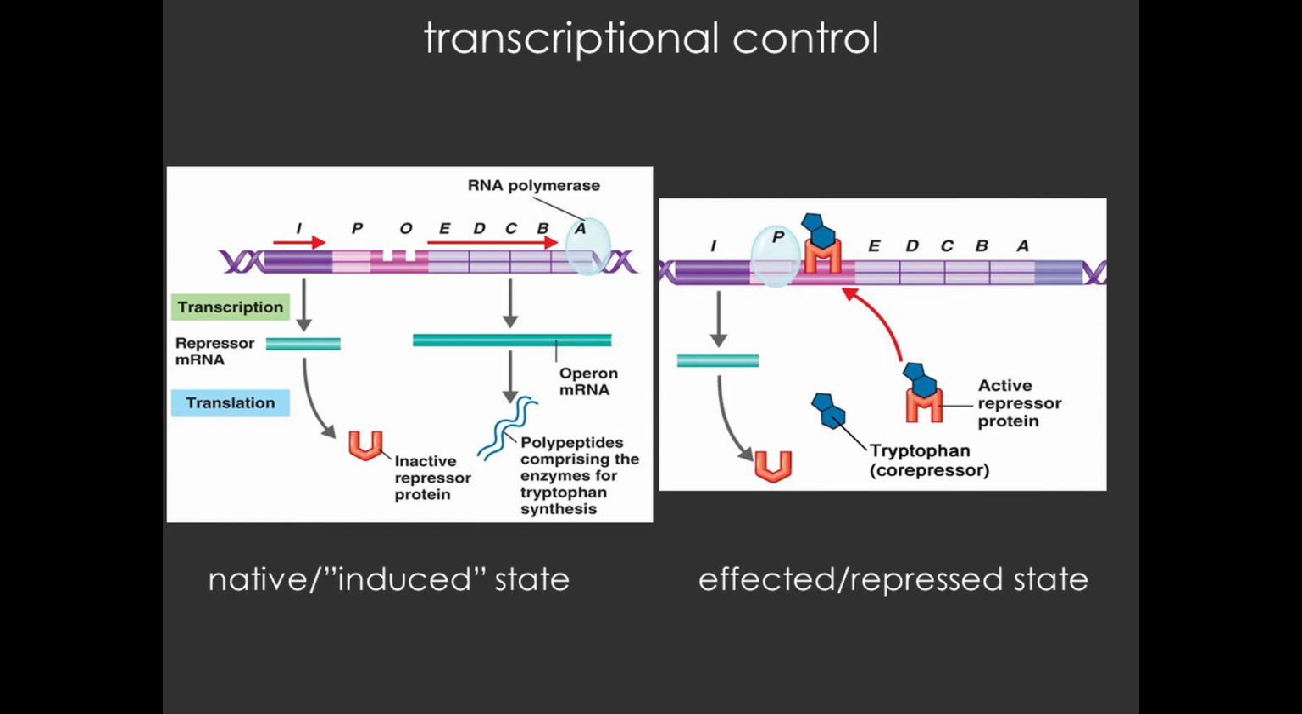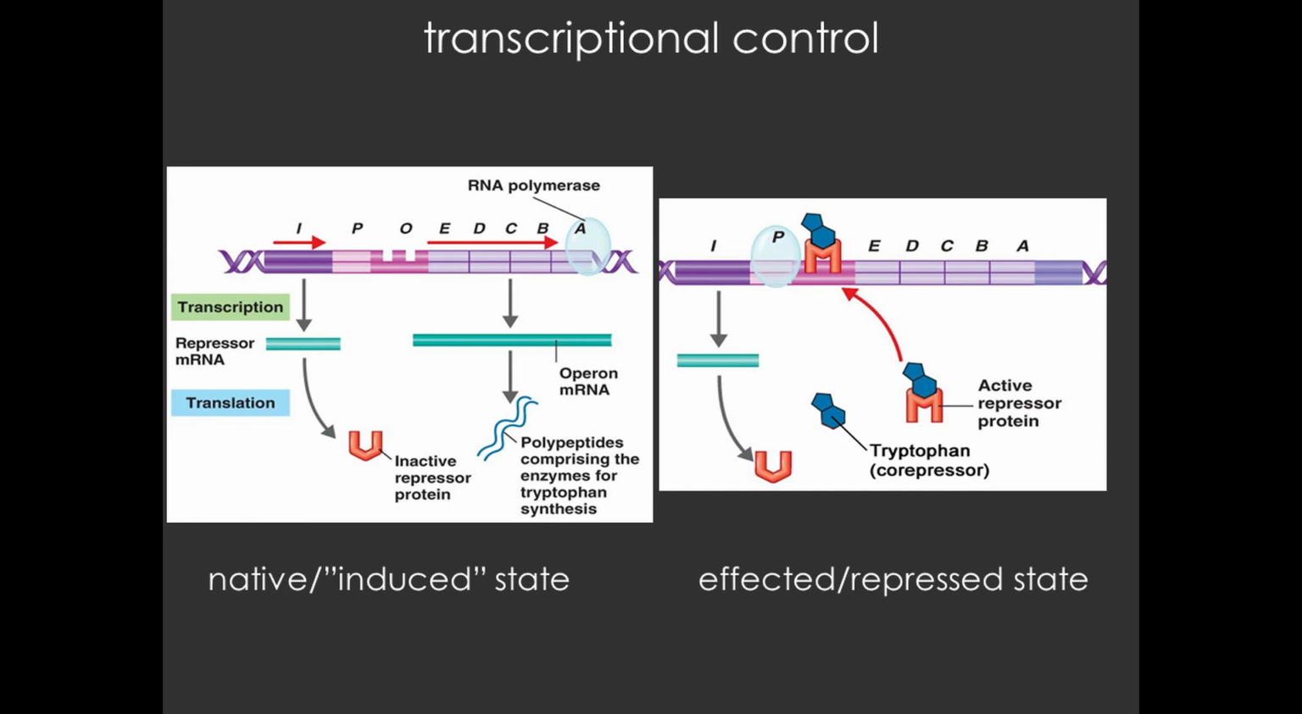Up at the top left, we have the regulatory gene I, the promoter P, the operator O, and then the structural genes which are specific to this operon, the trpE, D, C, B, and A genes. So this operon, unlike the inducible operon, in its native state, allows for the transcription and translation of those tryptophan enzymes, because the transcription and translation of the regulatory gene into the repressor protein produces an inactive protein, a protein which, without something binding its allosteric site, is not active.